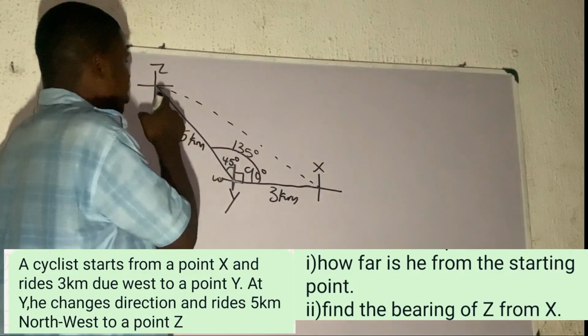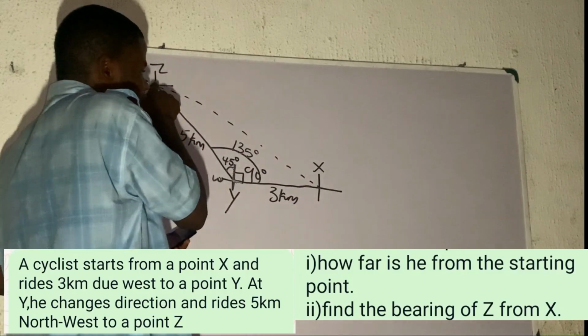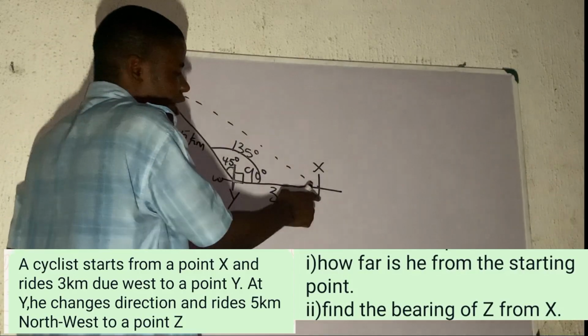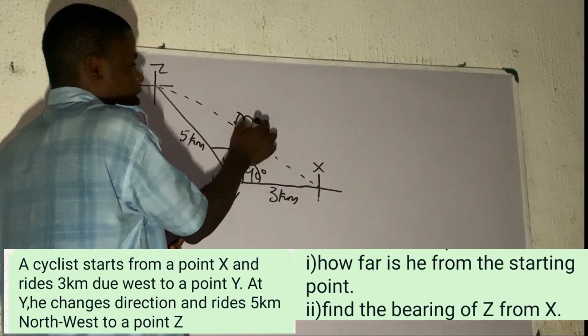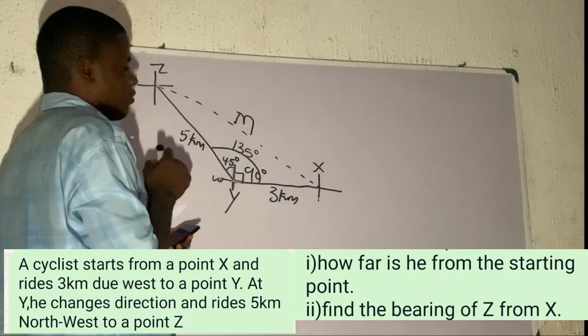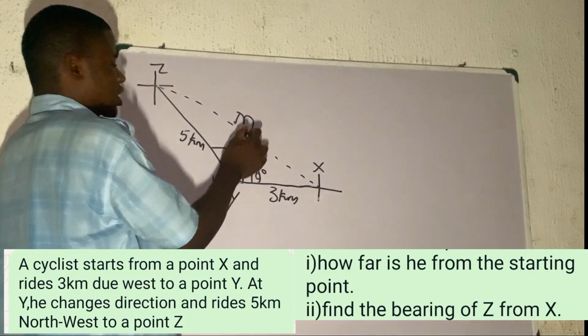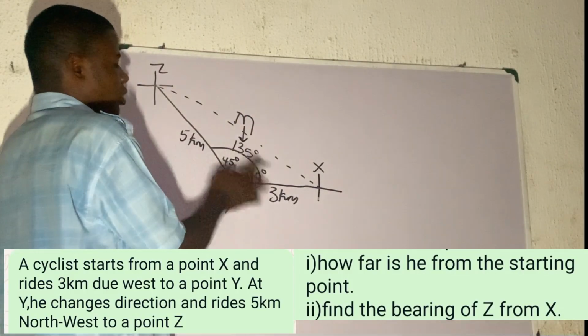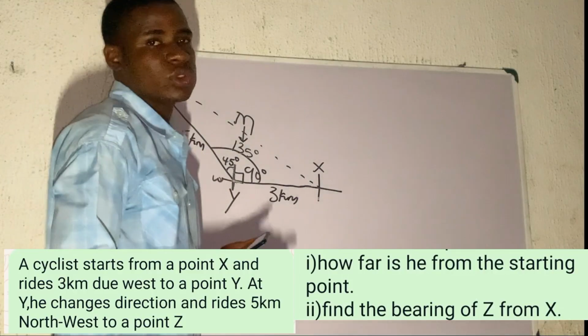Now, they asked us what's the distance from here now to here. That's how far is Z, the cyclist, from the starting point. Now let's take it as m. That's the distance. Let's take it as m. Now, whenever you see that we are looking for m, and they gave the angle facing it, then beside the angle facing it, they have already given the distances, we are to use cosine rule to solve.